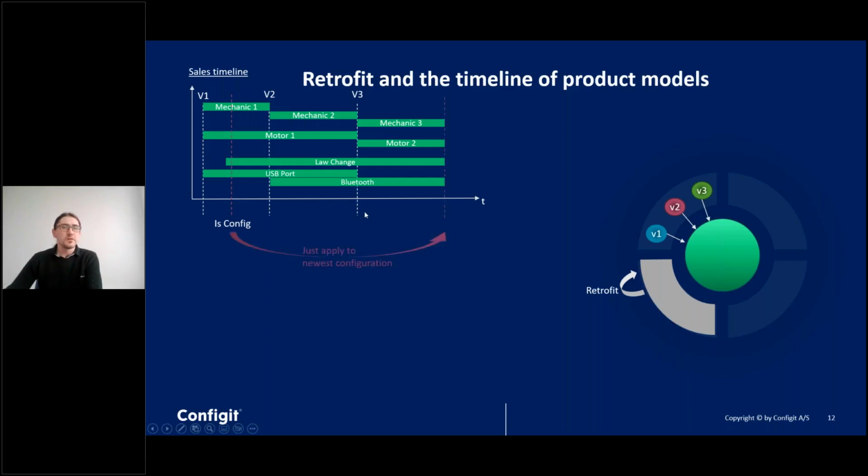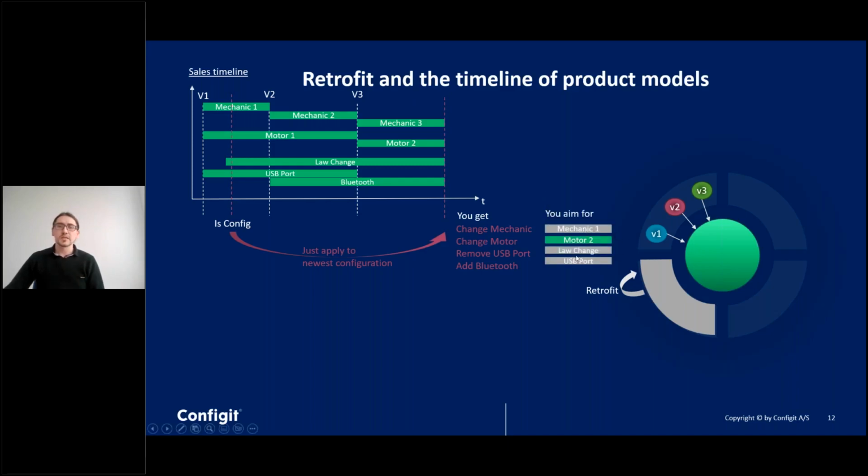But the problem is, when I do that, the system only allows these elements here. So the mechanic 3, the motor 2, and so on. It doesn't care about the rest, which would end up with the system telling me, hey, if you want to get to this, you have to change the mechanic, the motor, you have to remove the USB port and the Bluetooth. You have to do a lot of changes, which at the end is kind of a new machine or product. What you were more aiming for might be something like that.